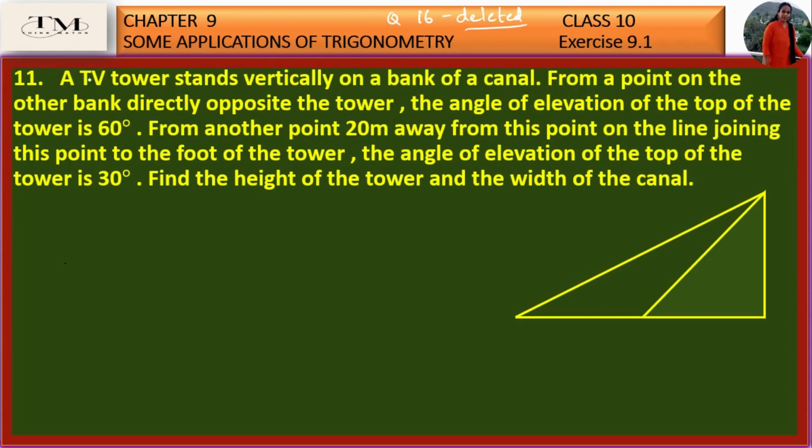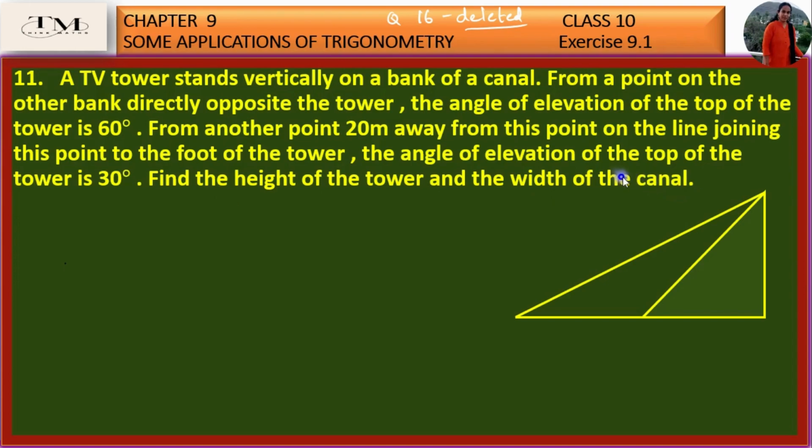Now question number 11. A TV tower stands vertically on a bank of a canal. From a point on the other bank directly opposite the tower, the angle of elevation of the top of the tower is 60 degree. From another point 20 meter away from this point on the line joining this point to the foot of the tower, the angle of elevation of the top of the tower is 30 degree. Find the height of the tower and width of the canal.